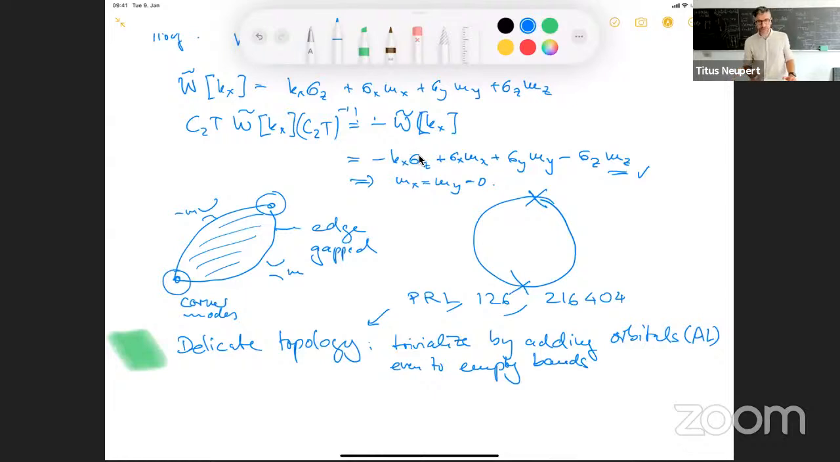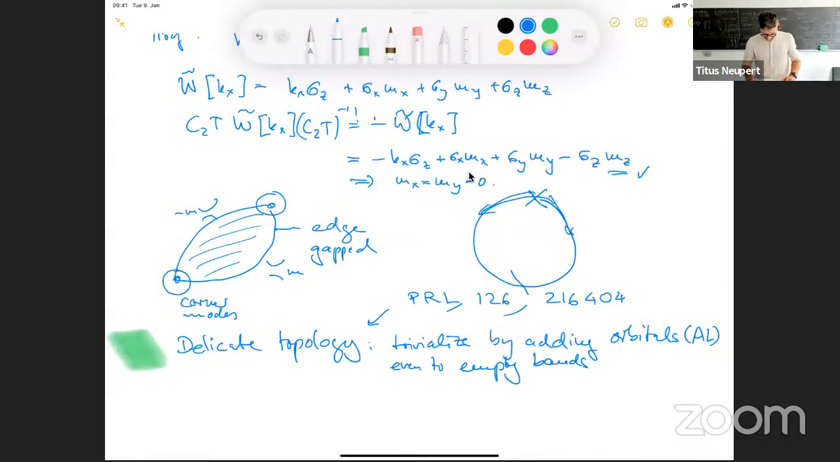The other thing is that these modes are not necessarily exponentially localized anymore. They could have an algebraic decay along the edge potentially. But in principle, the modes, in the spectrum, are still there, and in the thermodynamic limit, they'll be degenerate by C2T. Thanks.